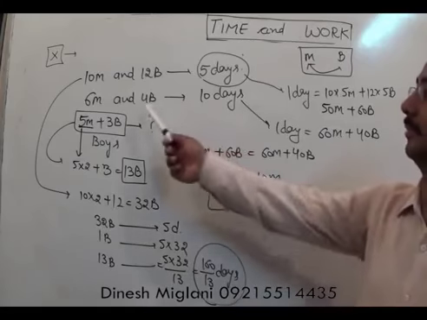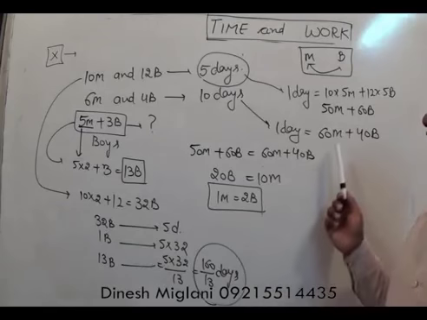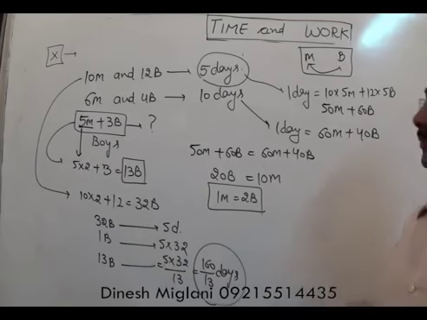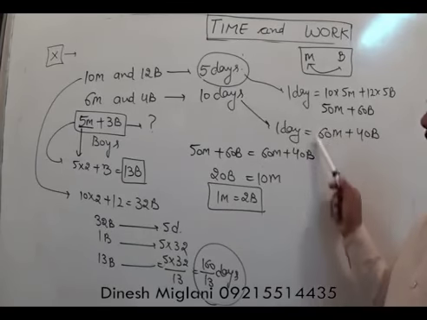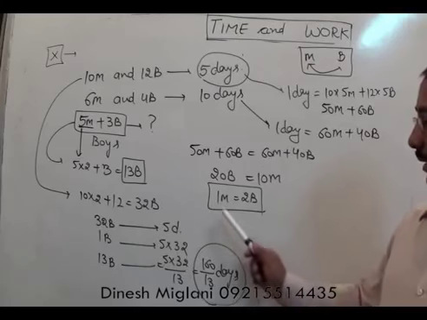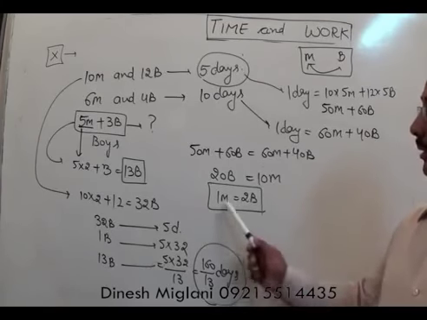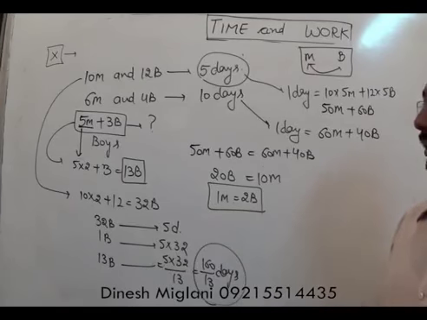Similarly, for the second case, if I want to do my work in 1 day, I require 60 men and 40 boys. Now they can both do the work in 1 day, so their capacity will be equal, and from this I can find a relationship between men and boys. I can say 1 man equals 2 boys.